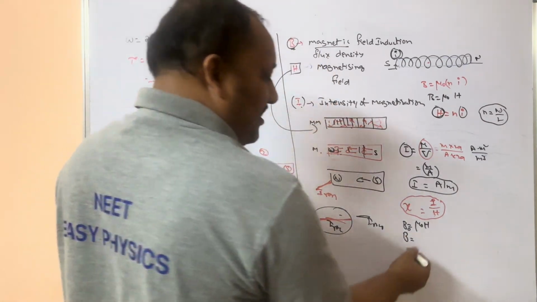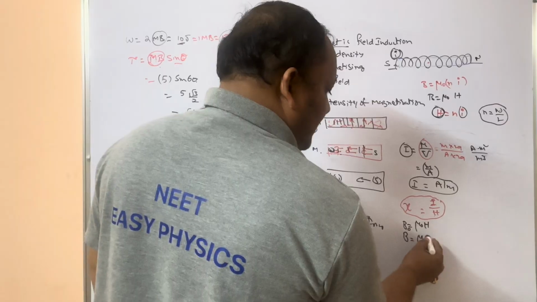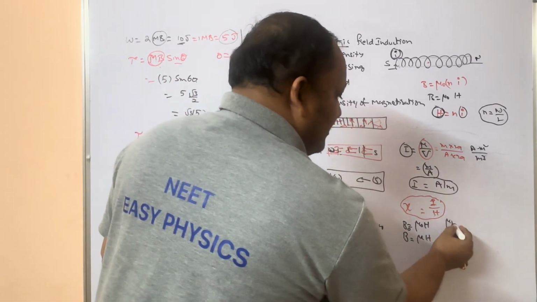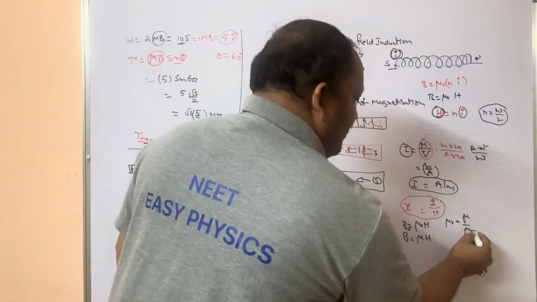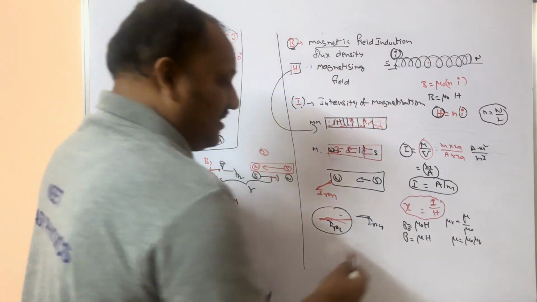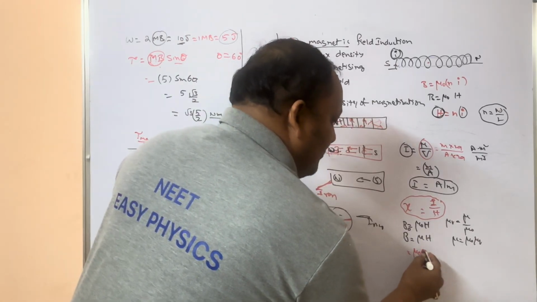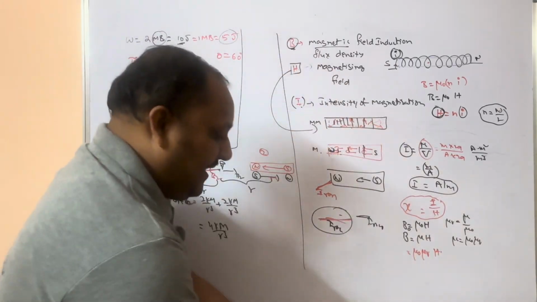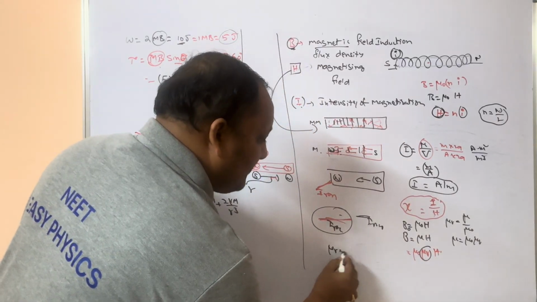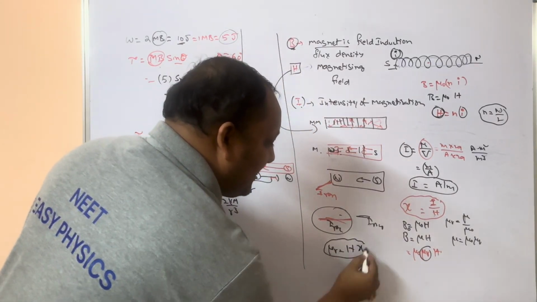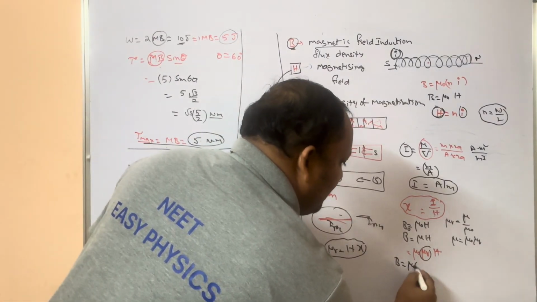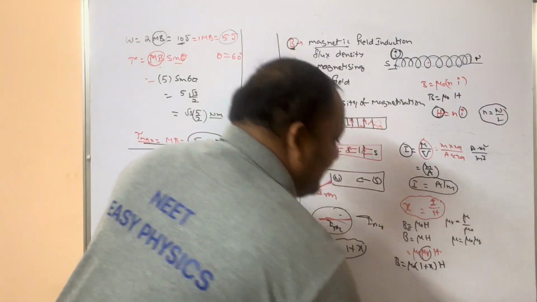B naught equals mu naught H. In a medium, B is going to be mu H. So this mu can be written as mu R equal to mu by mu naught, so mu is equal to mu naught into mu R. That mu we can write here as mu naught mu R H. Again, mu R can be written in terms of susceptibility: mu R is 1 plus psi. Therefore, B is equal to mu naught into 1 plus psi H.